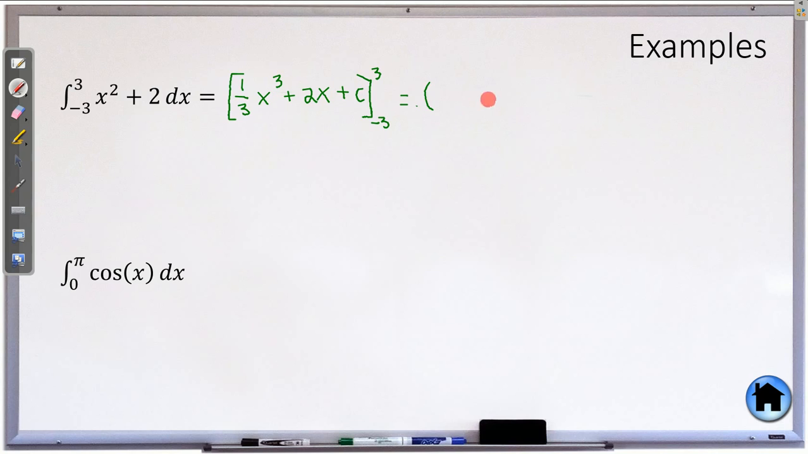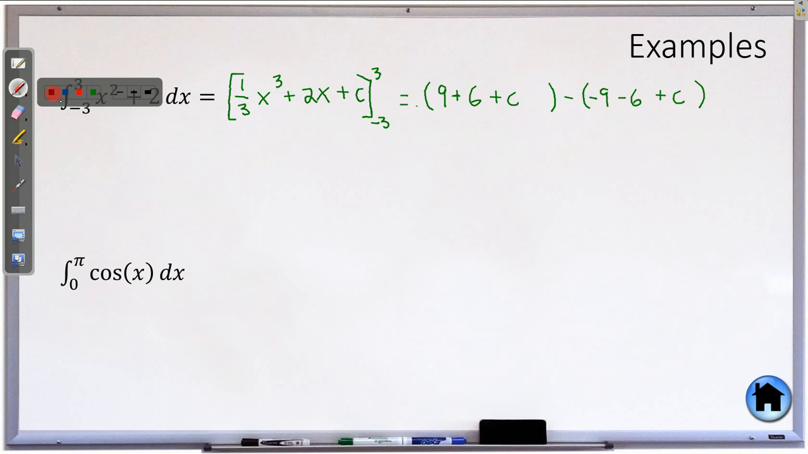So let's plug in the ending point. If I plug that in, 3 cubed is 27, divided by 3 is 9, plus 3 goes into there, so that gives us 6, plus c, minus, now plug in -3. -3 cubed is again 27, but a -27 divided by 3 is -9. -3 come in here, we get -6 plus c.